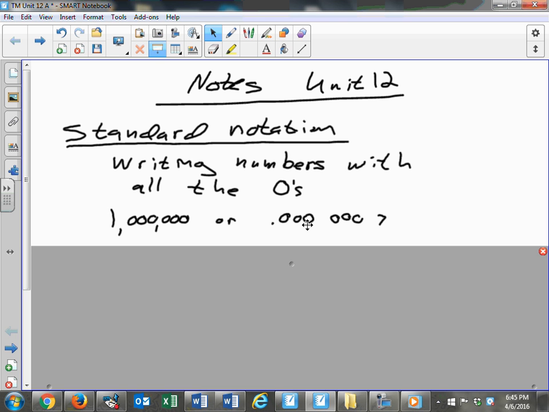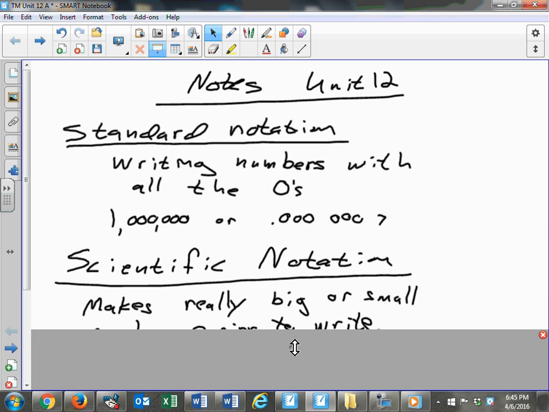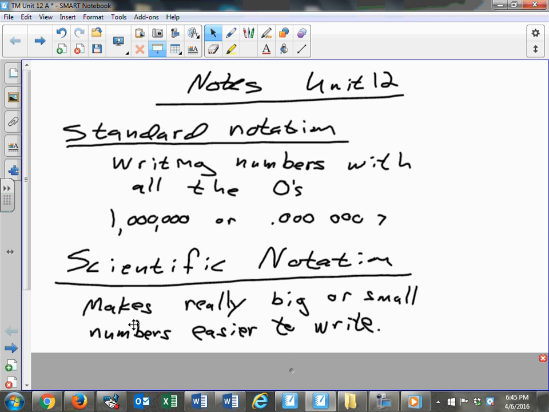I don't know what that is even. 7 with all the zeros in front of it: 0.0000007. Standard notation, got all the zeros. Scientific notation, its purpose is just a quicker and easier way of writing numbers with lots of zeros.